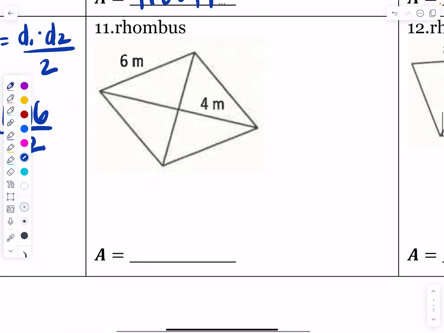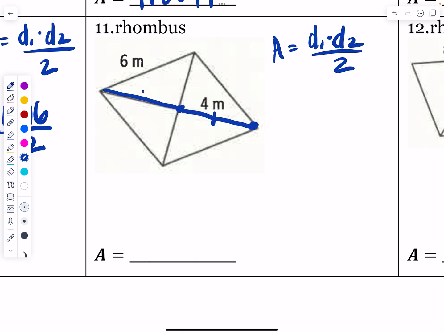All right, now we have a rhombus. Again, area equals D1 times D2 divided by 2. Same thing as 1/2 D1 D2. And so I've got this piece of the diagonal is 4. So this piece will also be 4. So that is a diagonal of 8.